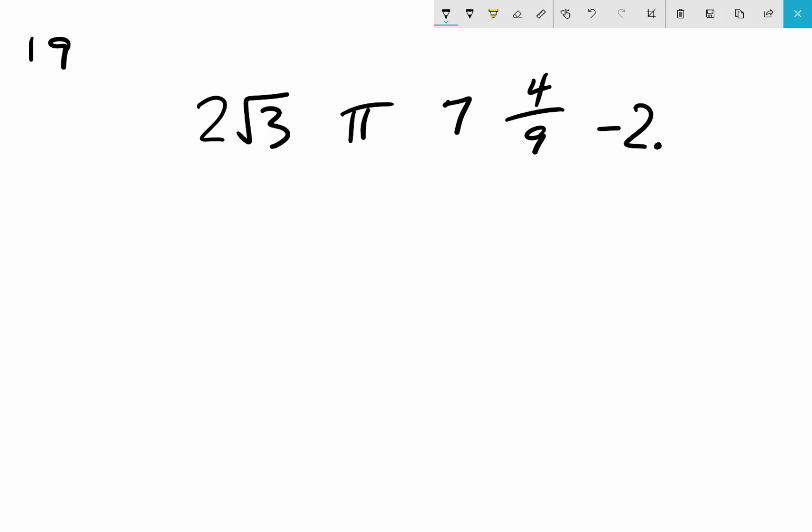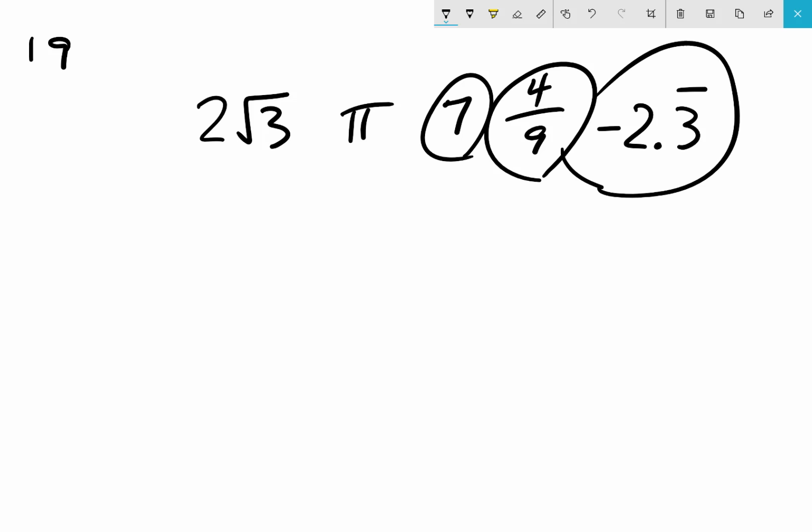Number 19. You're supposed to circle the rational numbers. Here are the numbers listed. You've got 2 square root of 3, you've got pi, you've got 7, you've got 4/9, and you've got negative 2.3 with repeating. These are the rational numbers. Any number that can be written as a fraction with an integer in the numerator and an integer in the denominator is a rational number.